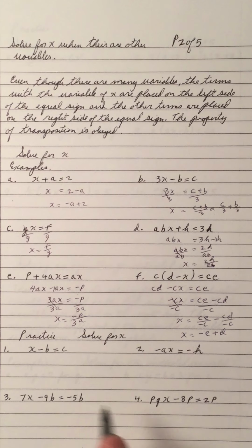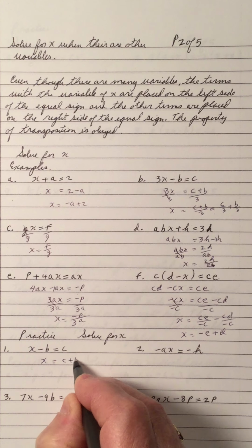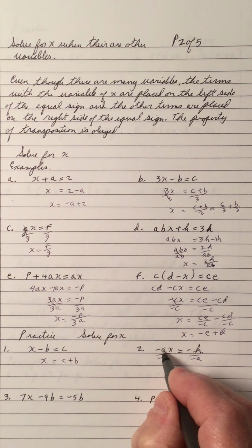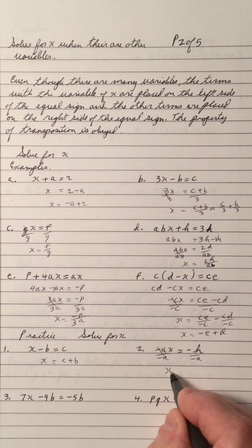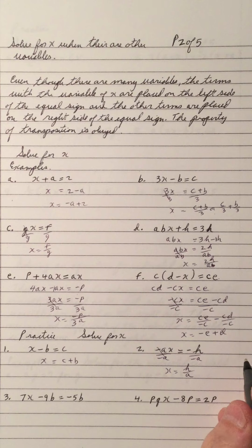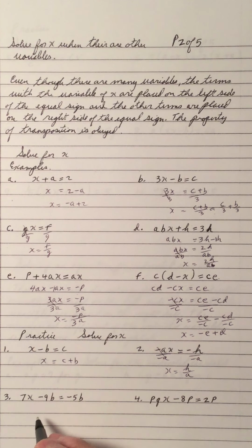Number 1, x stays on the left side and the b moves over to become a plus. Done. We have a multiplication, so we divide both sides by negative a. Because that's negative a times x, I'll divide. So x is equal to positive h over a. So it's the same as before, only now we have other variables instead of just x's and constants. So we can only divide and cancel if the variables are the same, like exponential rules.